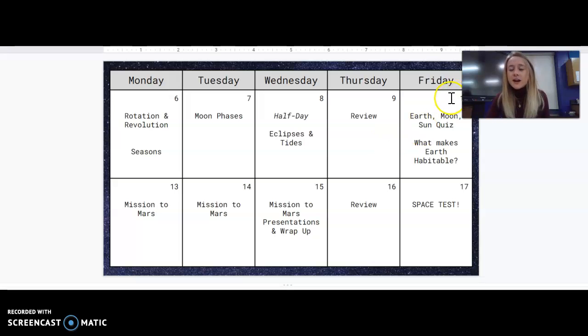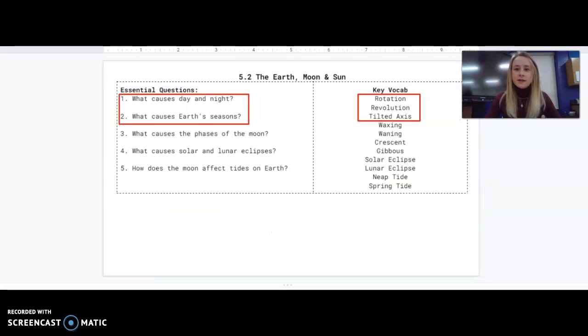And then Friday, my goal is to have a quiz over the Earth, Moon, and Sun, everything we talk about this week. And then we'll move on to our last topic in space, which is what makes Earth habitable. We'll do that for the last week. And then on the 17th, my goal is to have the space test.